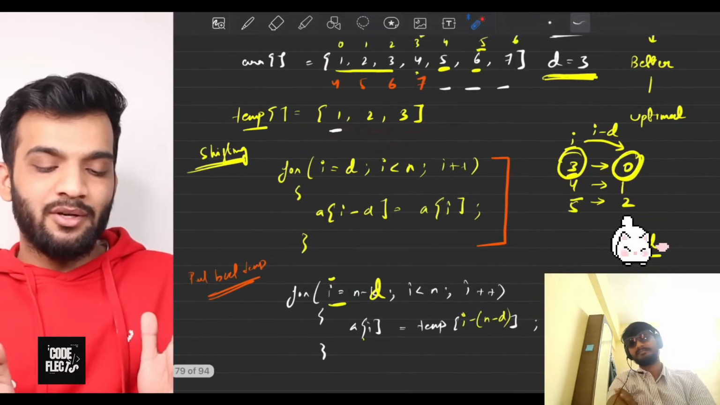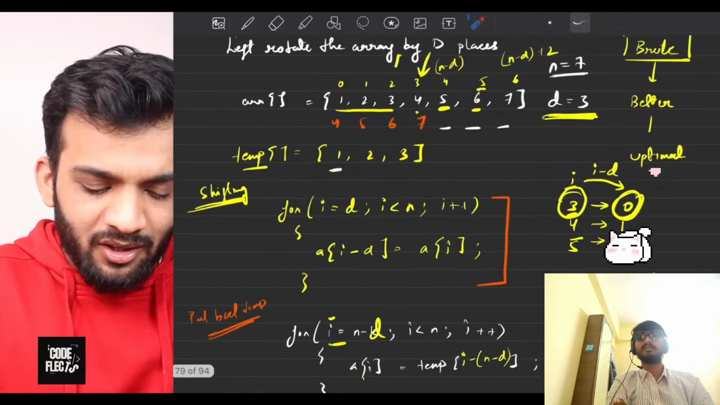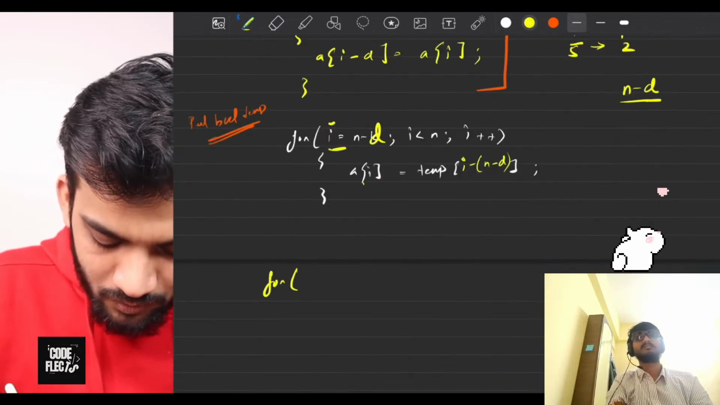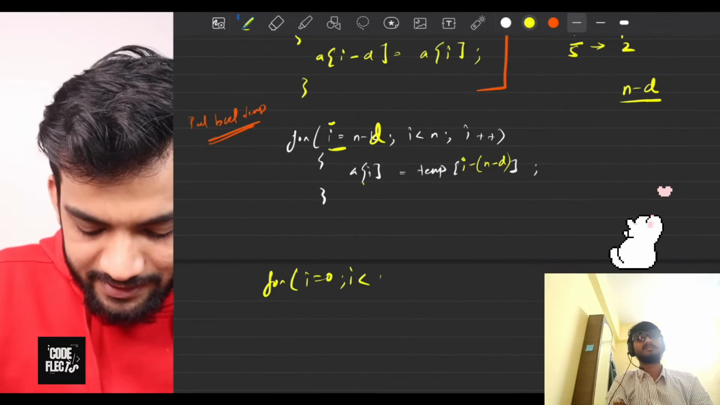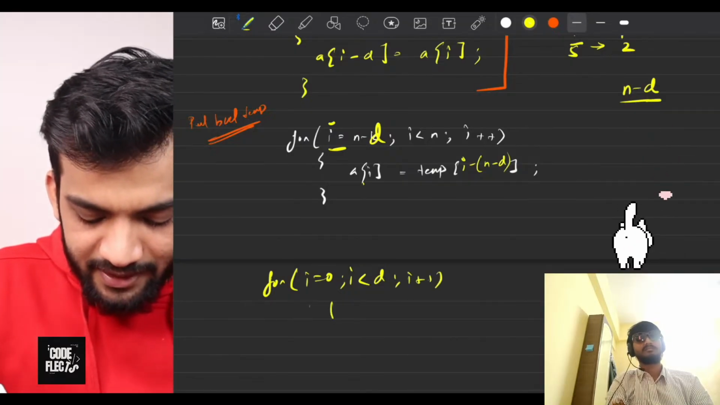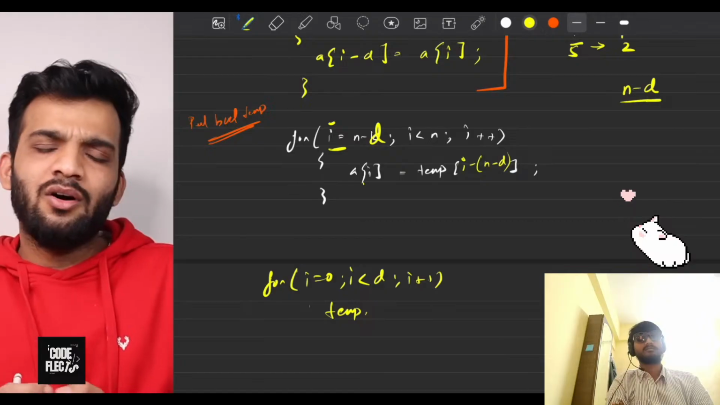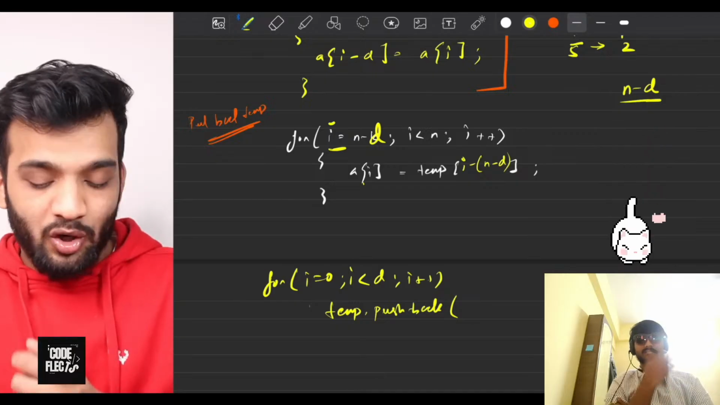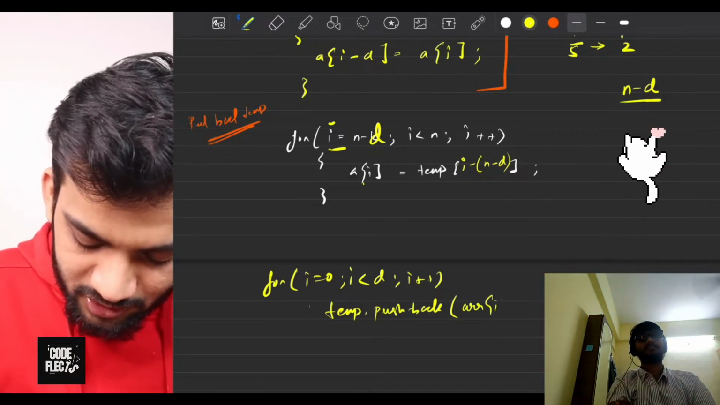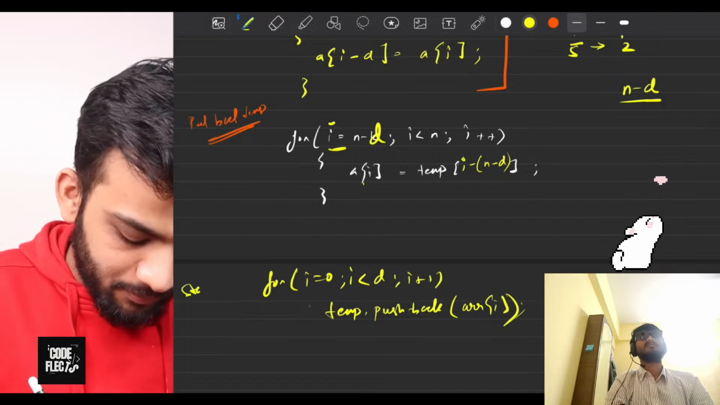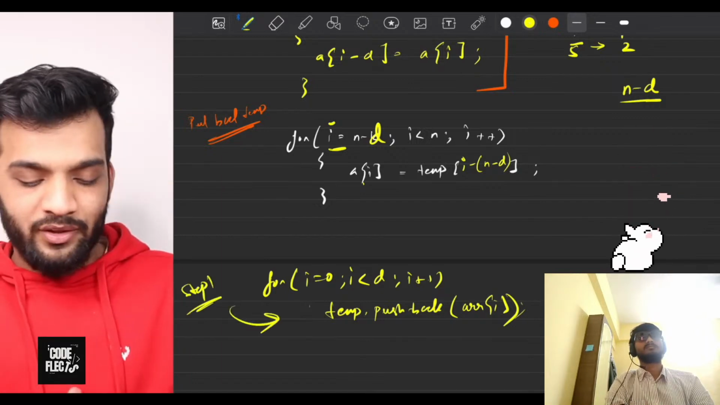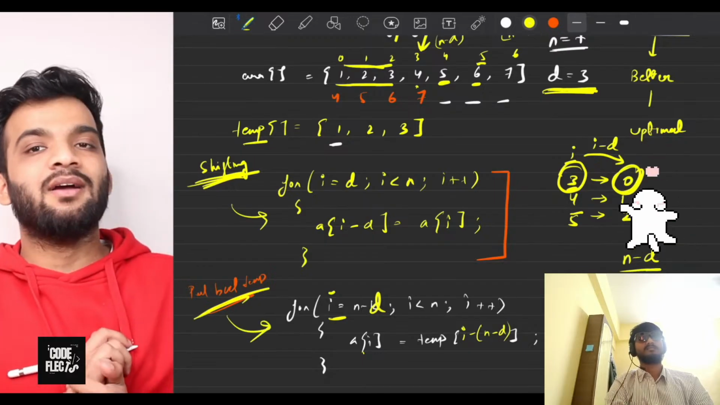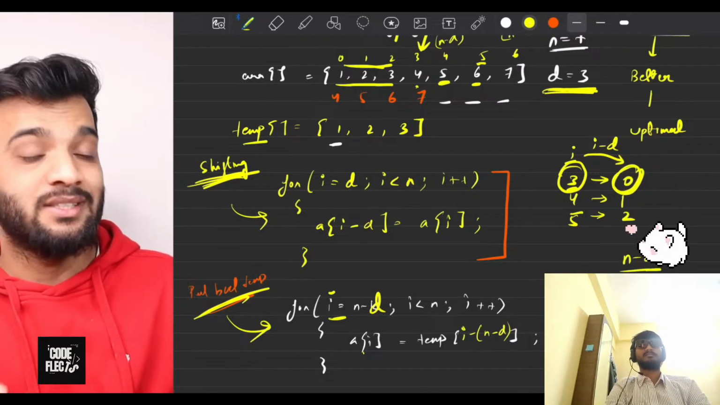First I stored everything in the temporary. To store everything in the temporary, you just need to move from 0 to d. So it's like moving from i equal to 0, i less than d, and i plus plus. And you can probably take a vector or a list in Java. Push back in C++, and in Java it will be list dot add array of i. That's it. So this is putting into the temporary. This is step 1. This is how you can put everything over there. Then you can easily shift, and then you can easily put back the temporary array. This is how you can easily do it.